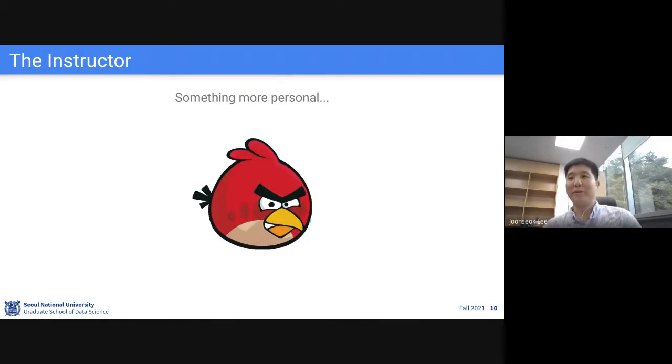And something more personal. Do you know this game? This is quite old now. I'm a big fan of Angry Birds, and I got my smartphone when I just started my PhD study. I installed this game and played when I had some free time. When you train some machine learning models, it may take like 15 minutes and you don't want to do something else during that time, so I just played this game a little bit.